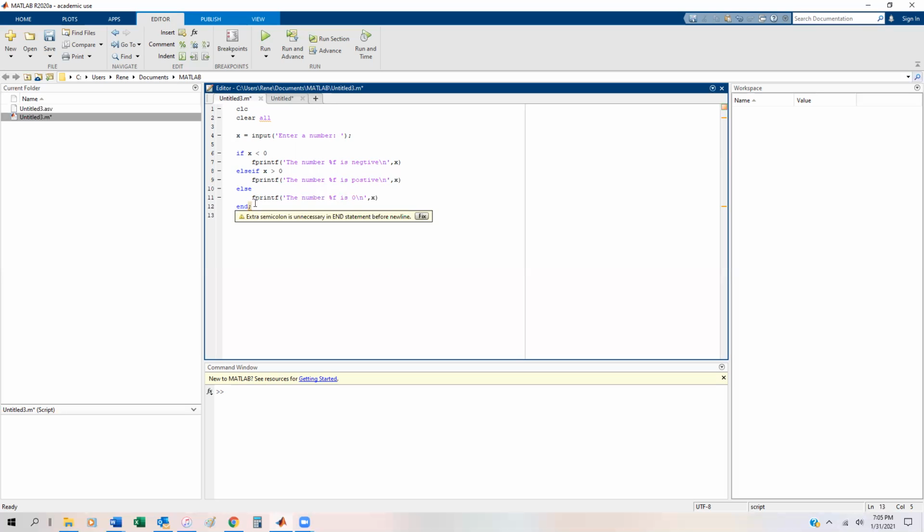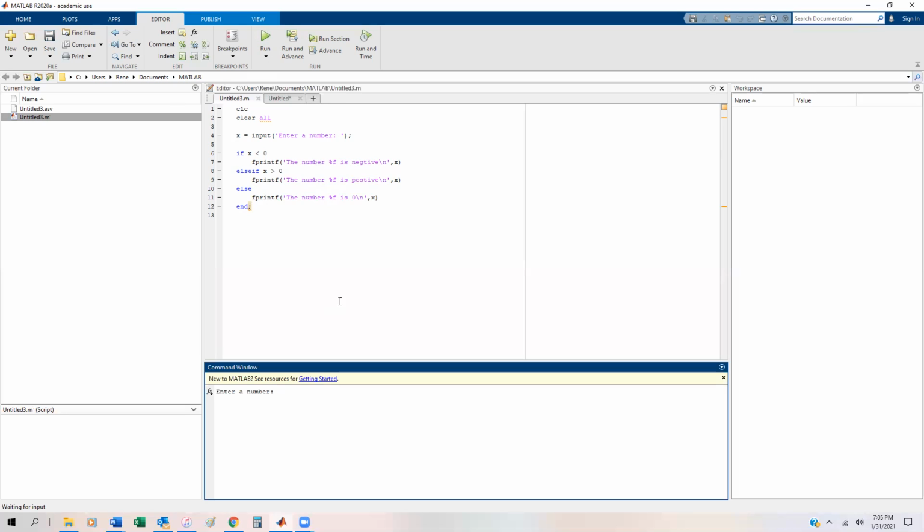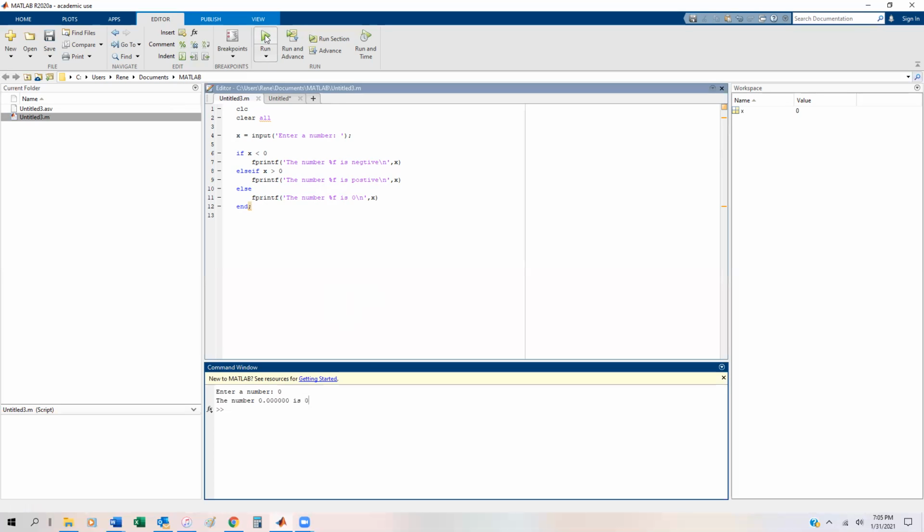There might be a Boolean value that accompanies that. So I'm just going to run that as is. And let's just go ahead and execute. All right, and let's just test it all 3 times. So let's say, for instance, x is 0. Well, the number 0 is 0. No surprise there. Let's run it again.